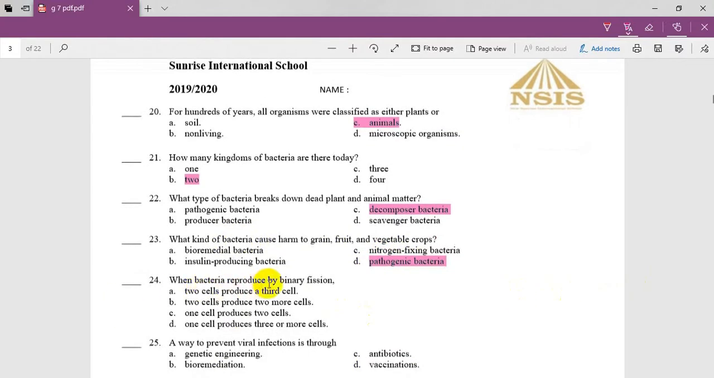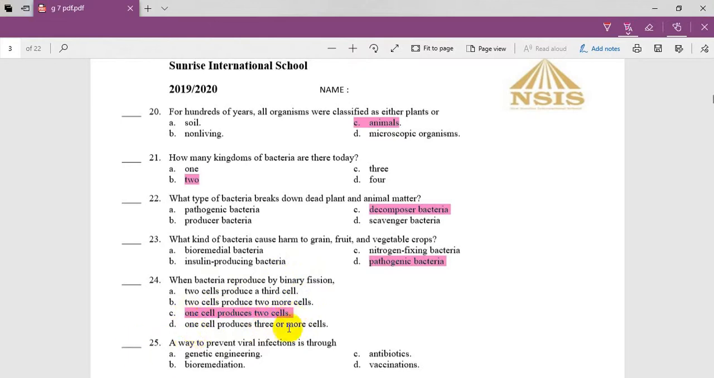When bacteria reproduce by binary fission, this kind of asexual reproduction, do two cells produce a third cell, two cells produce two more cells, one cell produces two cells, or one cell produces three or more cells? Bi means two, so in this kind of reproduction, one cell divides into two cells. So the answer is letter C.